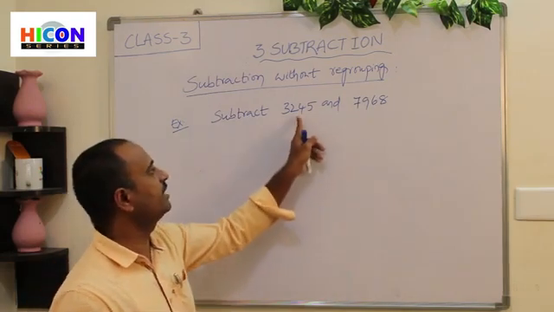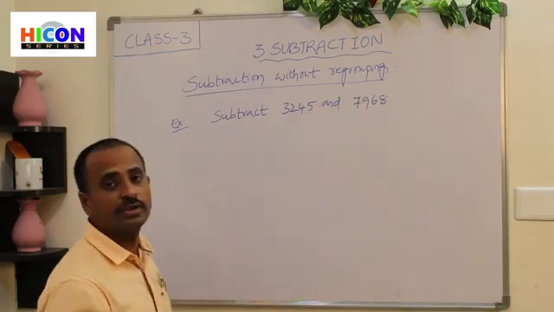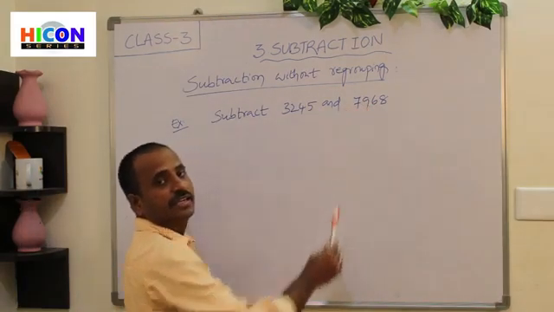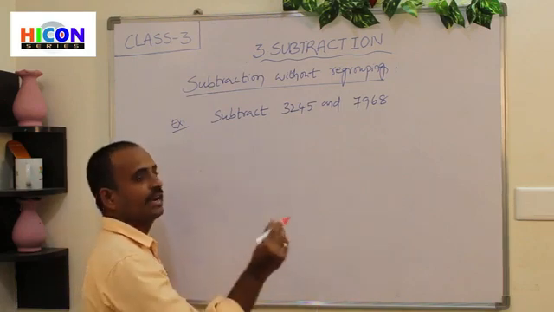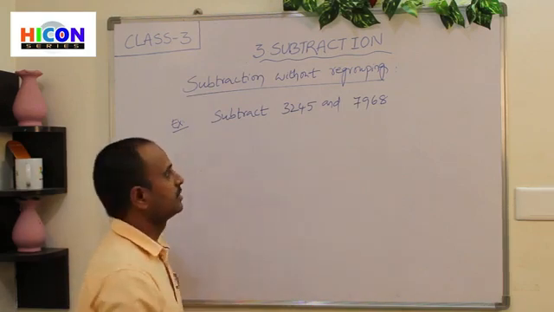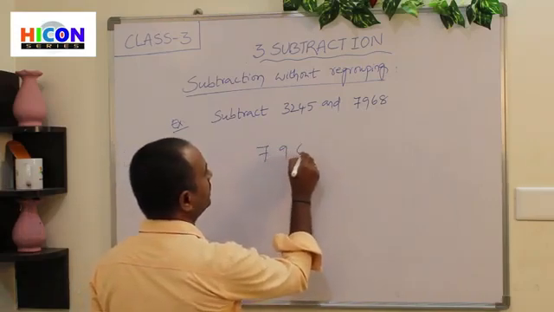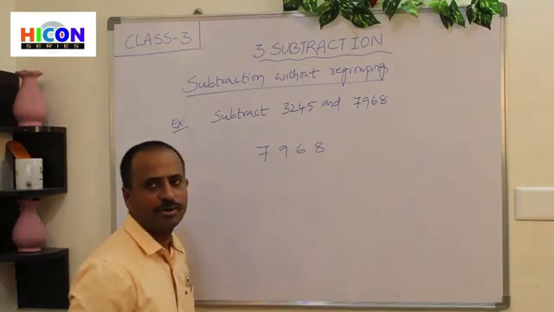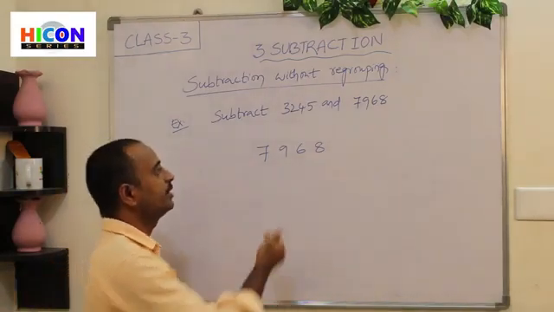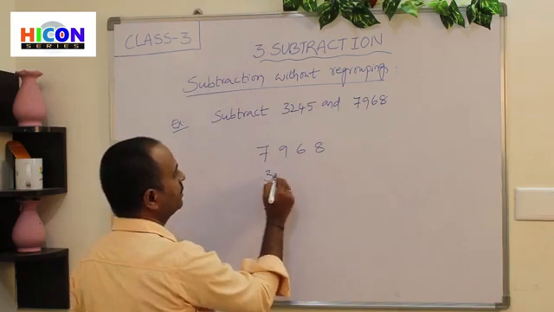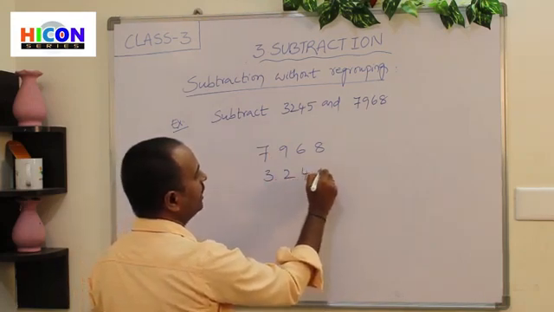So which is the greater number among these? Yes, 7,968 is the greater number. So write the greater number first. Now write the smaller number below the greater number. So write the number 3,245.